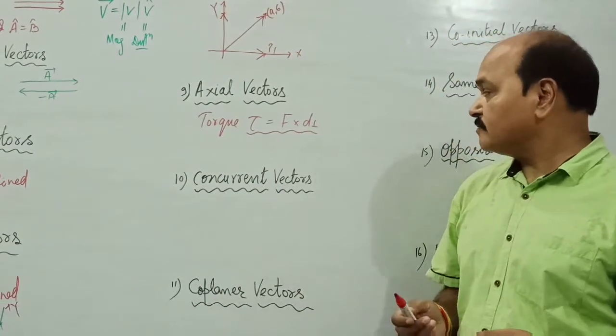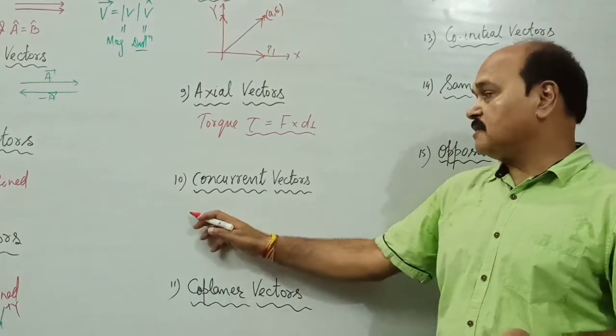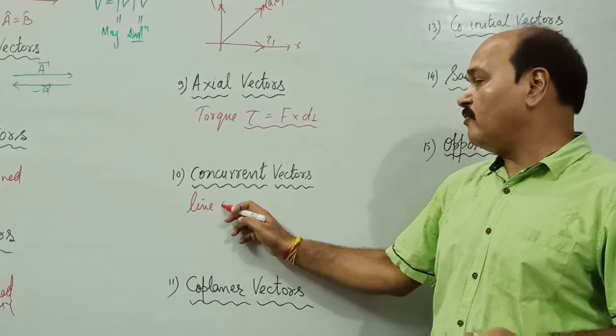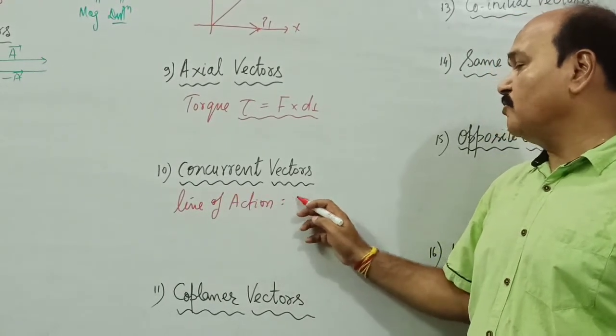Concurrent vectors. Concurrent vectors are those vectors whose lines of action pass through a common point.